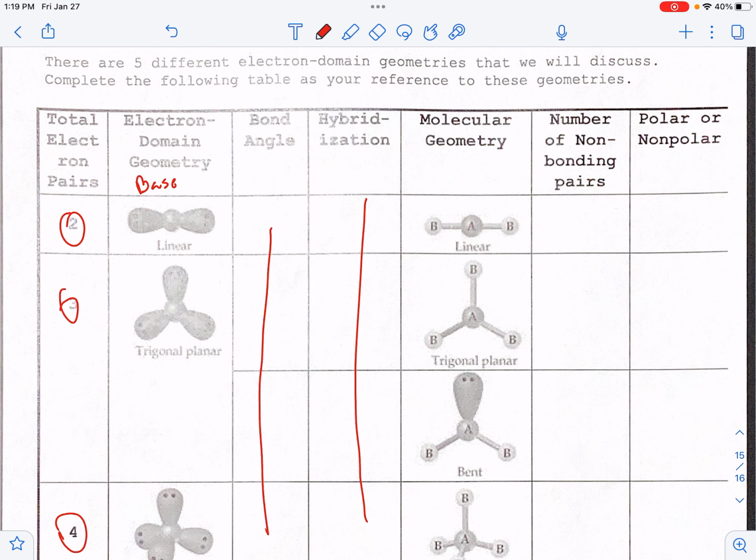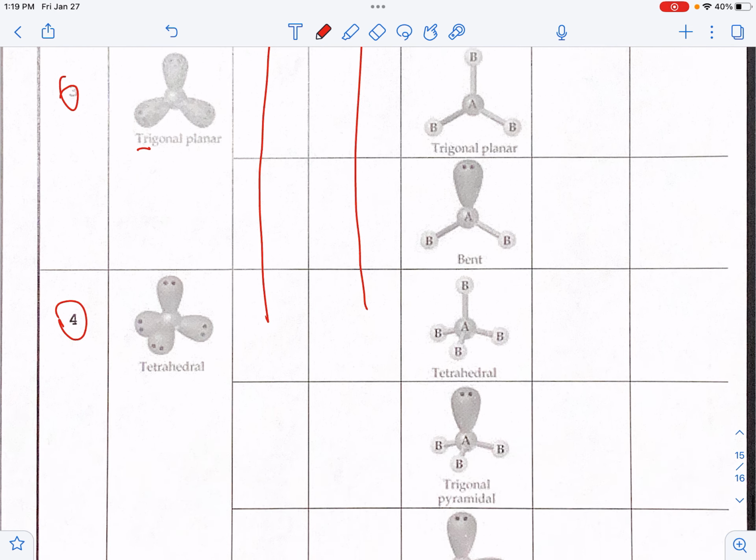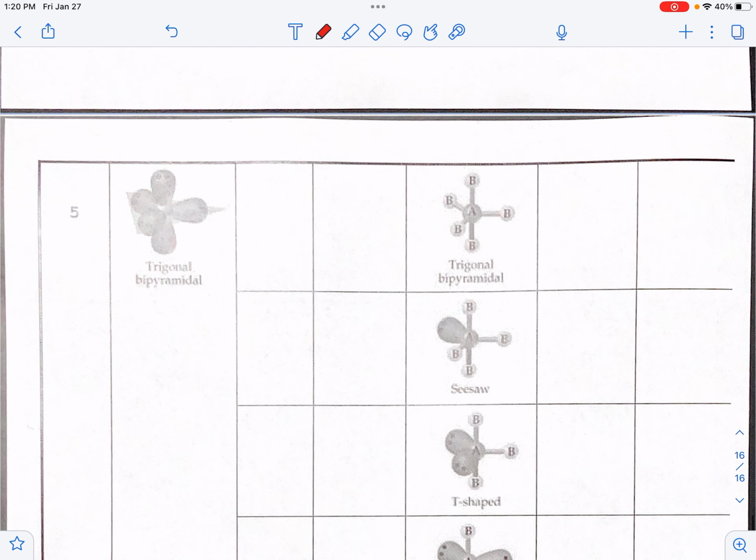Okay, so if I have 2 things attached, I'm going to create a linear shape, like a line. If I have 3 things attached, this is going to be trigonal planar. So tri meaning 3. Trigonal planar, planar all being on the same plane. If I have 4 things attached, it'll be tetrahedral. Tetra means 4. 5 things attached would be trigonal bipyramidal.